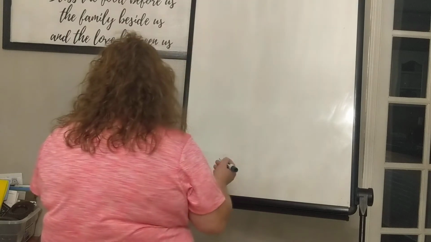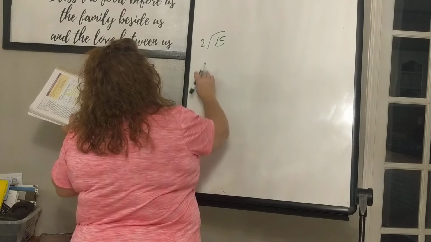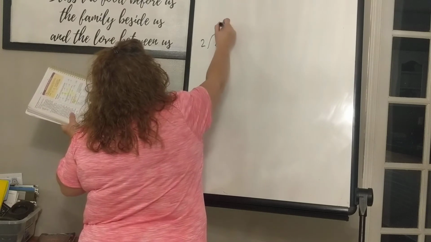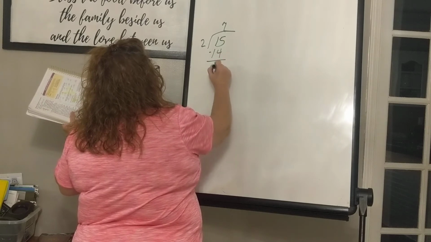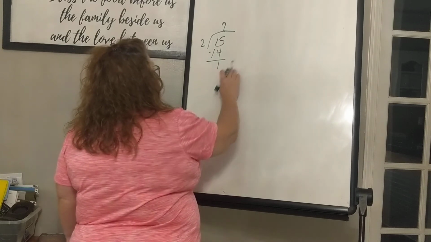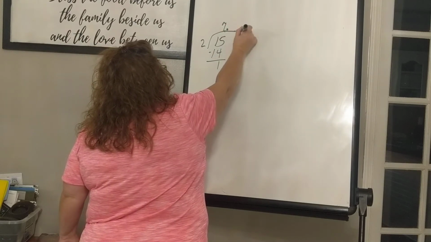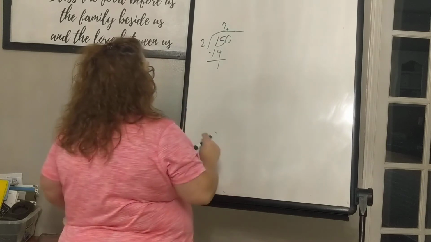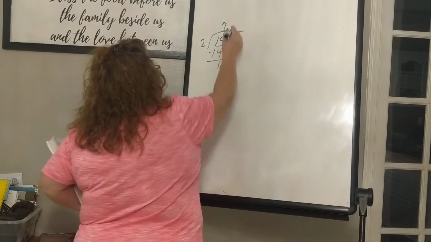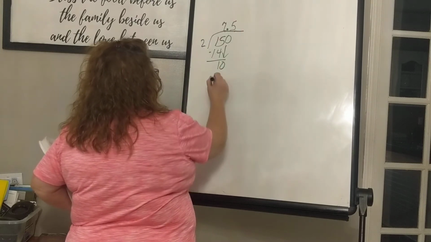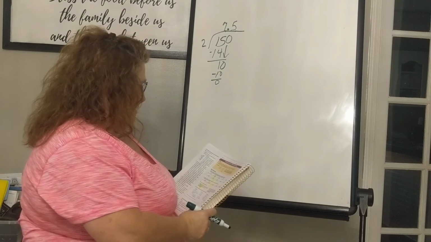All right, so let's look at 2A. We have 15 divided by 2. 2 will go into 15 7 times. 7 times 2 is 14. 15 minus 14 is 1. We don't have anything else to bring down. I don't want a remainder, so I'm going to annex a decimal point in my quotient and annex a 0 in my dividend. Now I'm going to bring my 0 down, and 2 will go into 10 5 times. 5 times 2 is 10. So my answer is 7 5/10 or 7.5.